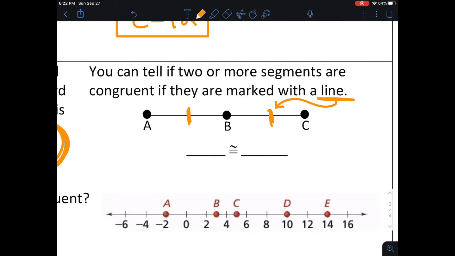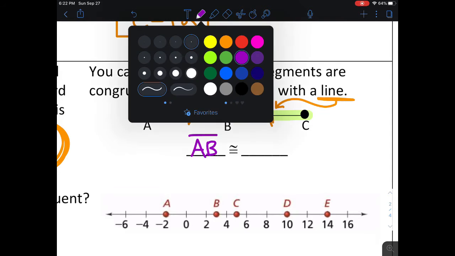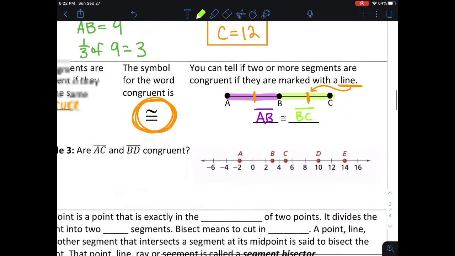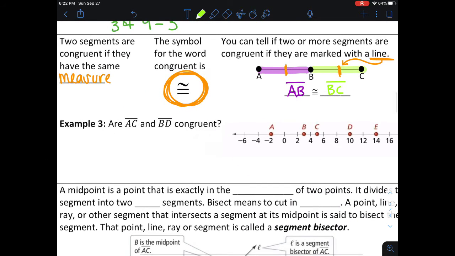We can see here that segment AB is congruent to segment BC. And yes, I put the segment symbol over both of these because we're not talking about a specific distance with numbers. We're just saying that the segments are congruent.